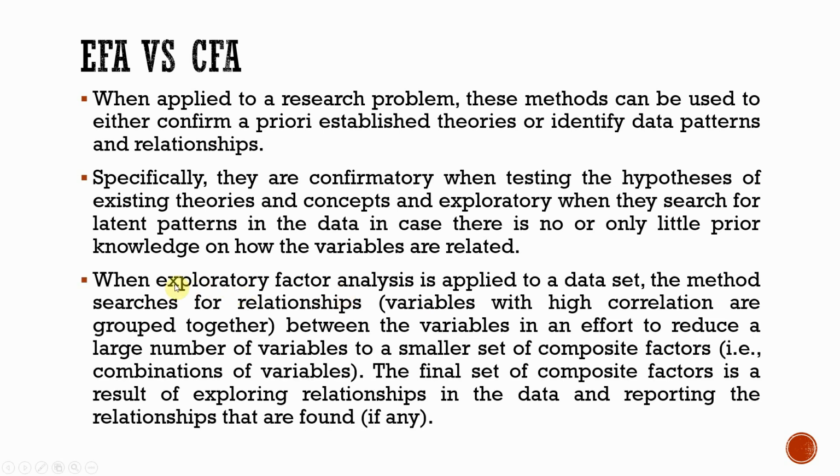When exploratory factor analysis is applied to a data set, the method searches for relationships. Variables with high correlation are grouped together. So items that have high correlation are grouped together. We will be seeing what this means practically through a software. This is done between the variables in an effort to reduce a large number of variables to a smaller set of composite factors, that is, combinations of variables. The final set of composite factors is a result of exploring relationships in the data and reporting the relationships that are found, if any relationships are found.